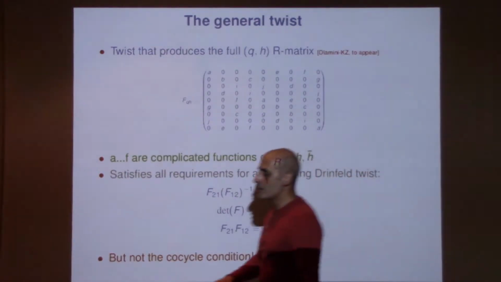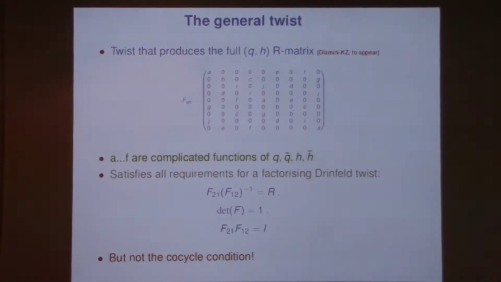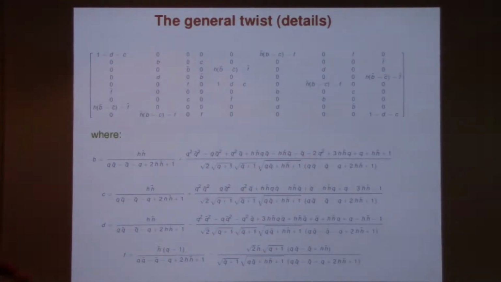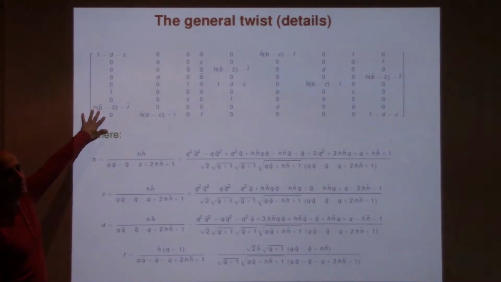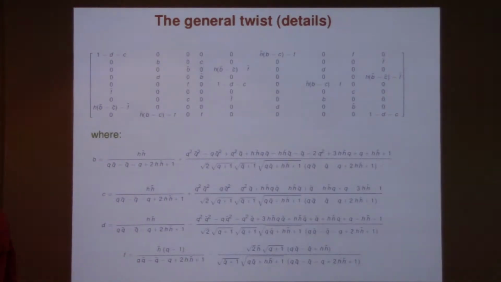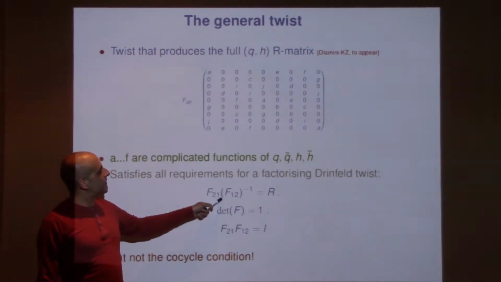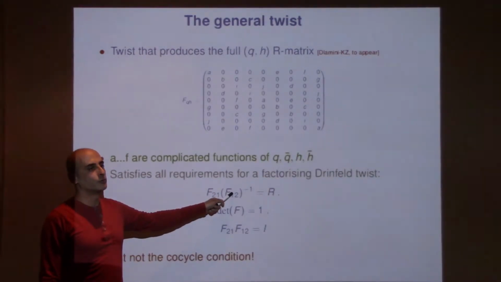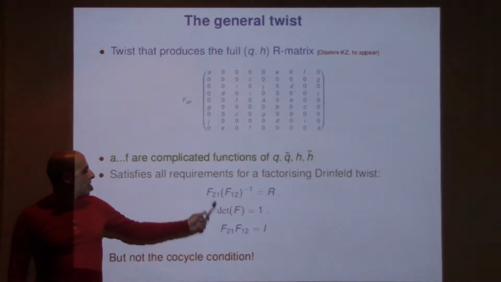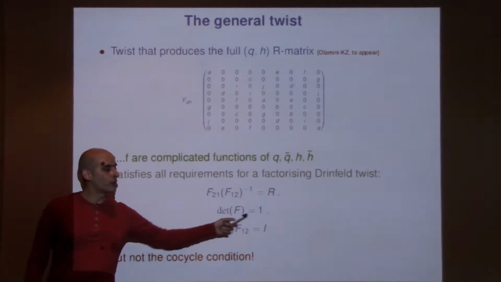If you want to be more careful about it, the twist looks somehow like this as a 9 by 9 matrix, where these expressions are given by that. It's an explicitly known twist, which satisfies all the usual properties. There's an identity here: F21 times F12 to the minus 1 gives you the R matrix, and it satisfies what is known as the triangular condition.